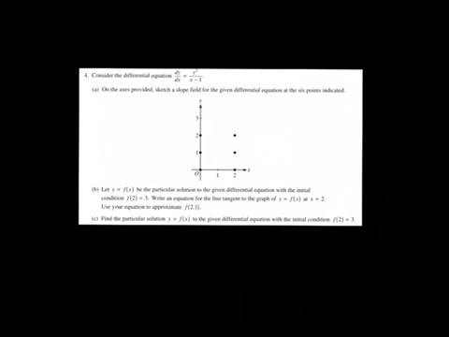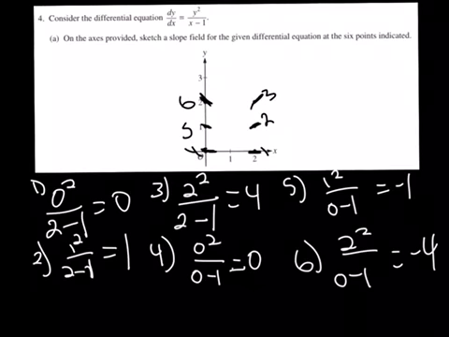Okay, so I am going to explain A of 4 in this one, and I took the liberty of marking these 1, 2, 3, 4, 5, 6. Basically what it's asking for is putting each of these dots into the equation. Number 1 is asking for (2, 0), number 2 is asking for (2, 1), and number 3 is asking for (2, 2), and 4 is asking for (0, 0), 5 is asking for (0, 1), and 6 is asking for (0, 2).